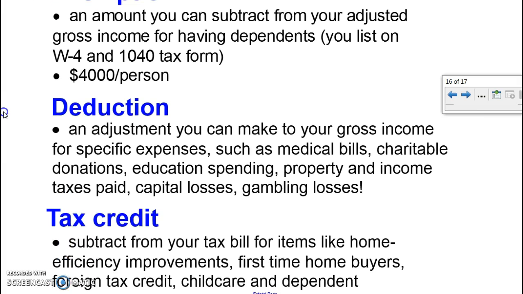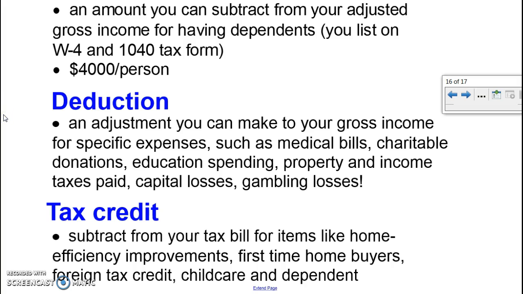Okay. After your exemptions, you also have deductions, and these are adjustments that you can make to your gross income for specific expenses. So you might be able to deduct for medical bills or charitable donations or spending on education. So if your parents are paying $200 for the school bus, you can deduct that. Property and income taxes. Losses: you pay for capital gains, but you actually get a deduction for capital losses. You can even deduct for gambling losses.